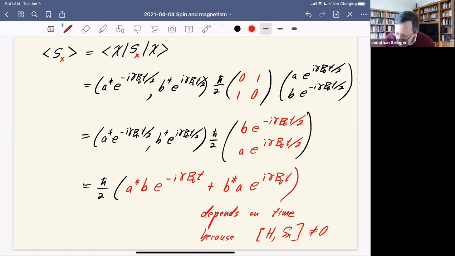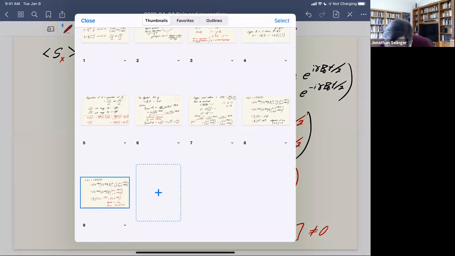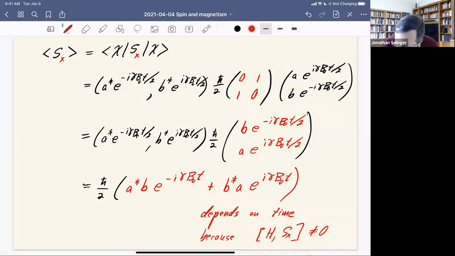Okay, how about for Sy? I'll do my copying thing again. Okay, duplicate. Great. All right, how about for Sy, excuse me, I'll do that one in blue. So Sy, that is this expectation value here. The inner product, chi acting on Sy acting on chi.